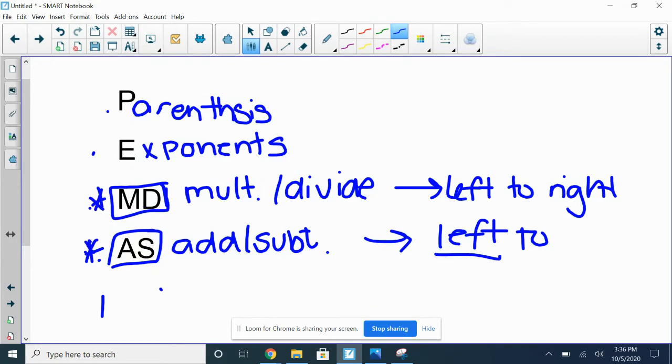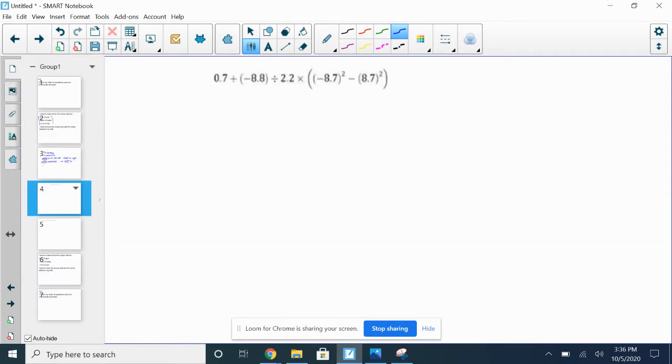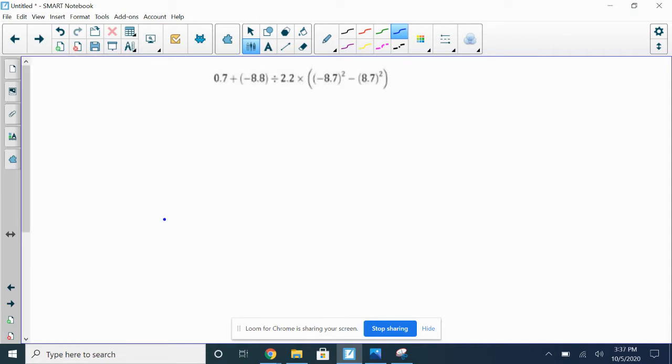So let's go ahead and work through some examples. This should all be the same as yesterday. The only difference is that we're going to use these order of operations and incorporate the rules we know for decimals. So I'm going to start by writing this out bigger so I have more room to work it out.